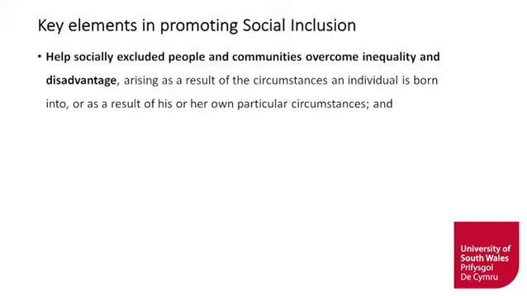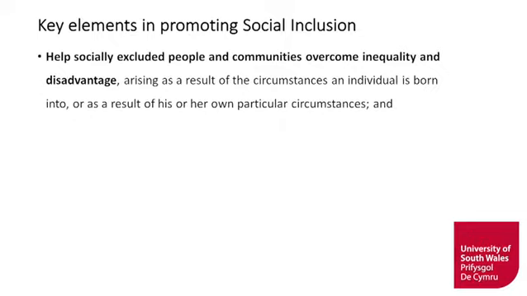Let's look at a few key elements in promoting social inclusion now. A slightly wordy slide here, which I'll allow you to look through in a bit more detail. So, help socially excluded people and communities overcome inequality and disadvantage arising as a result of the circumstances an individual is born into or as a result of his or her own particular circumstances. I think that captures the areas we've talked about on the previous slide quite nicely.